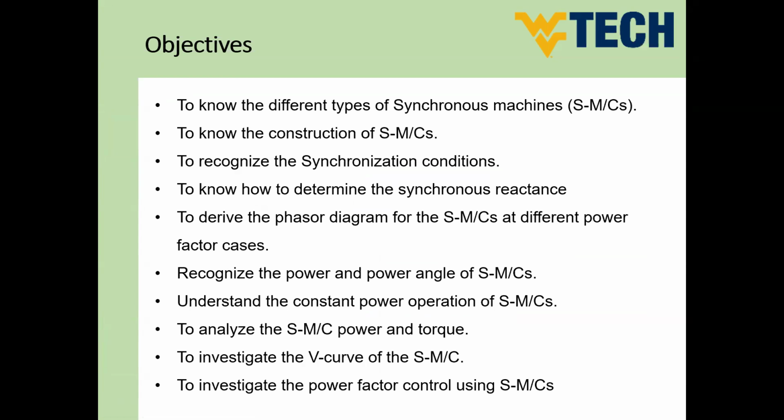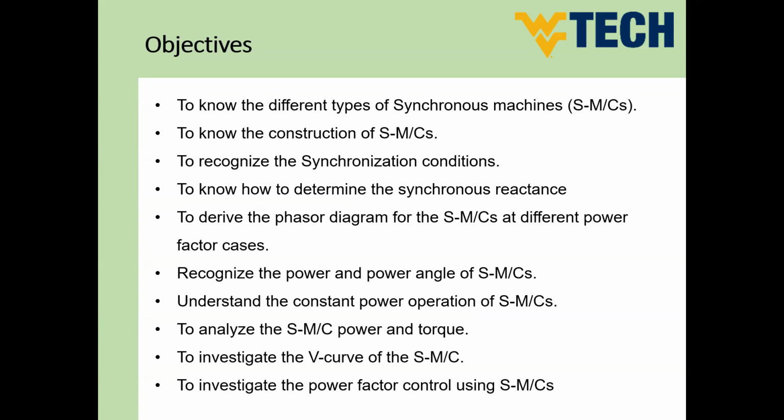The first objective is to know the different types of synchronous machines. What are the different types? We have the cylindrical type, we have the salient pole type, and we have permanent magnet synchronous machines, so we will know the different types. Also, to know the construction: like any other machine, we have a stationary part and a rotating or moving part, so we will learn the construction of this machine.